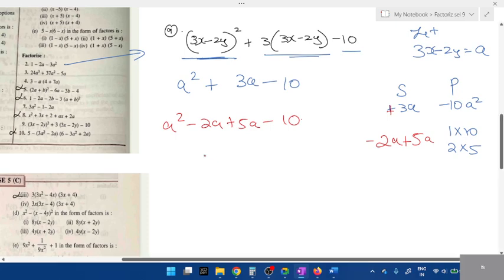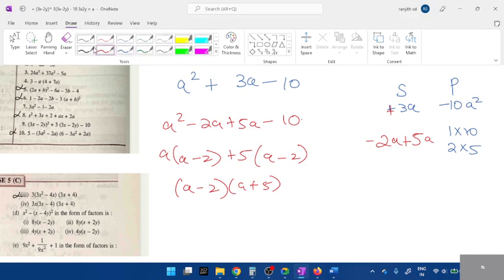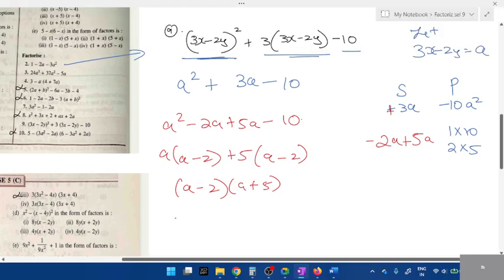Done? Okay. How do you split it, students? a is common, a minus 2 and a plus 5, so what is common here? a minus 2 and, okay. We don't need this, this is not the actual answer. In place of a, what do you have to substitute? Very good. Next, plus 5.